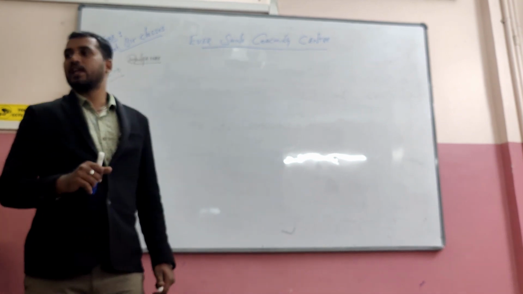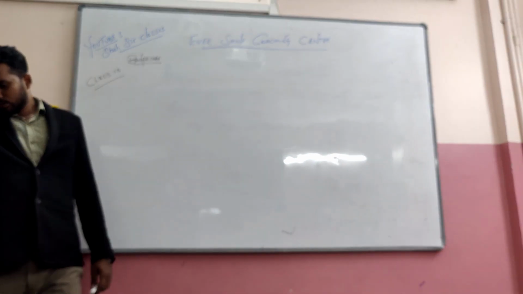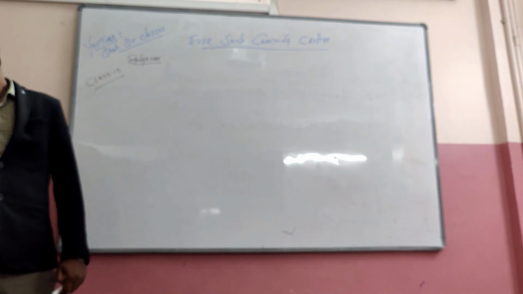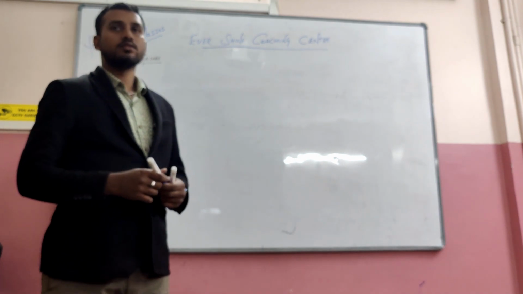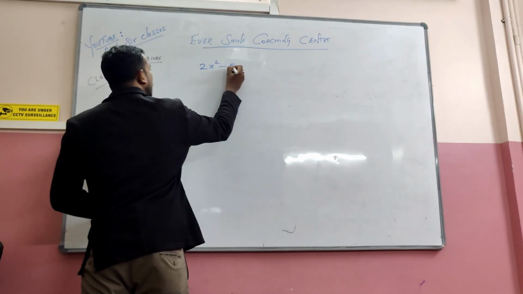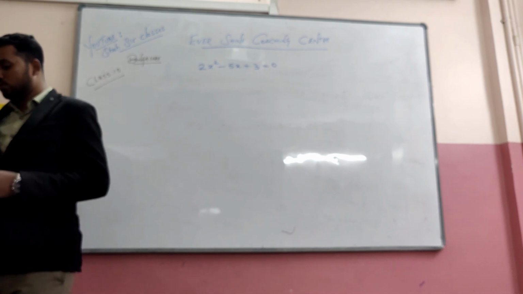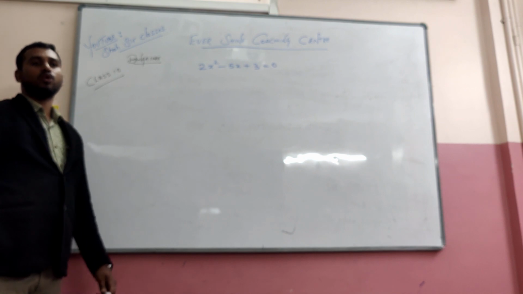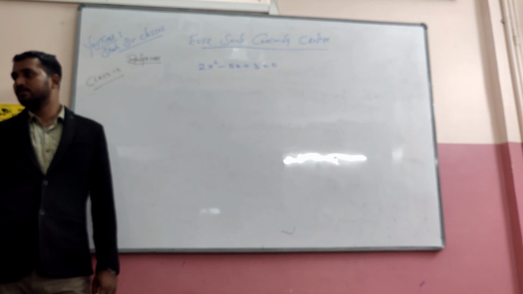One more sum. Shall we try? Take down, quadratic formula method. Find the roots of the equation 2x square minus 5x plus 3 is equals to 0, by using the quadratic formula method.